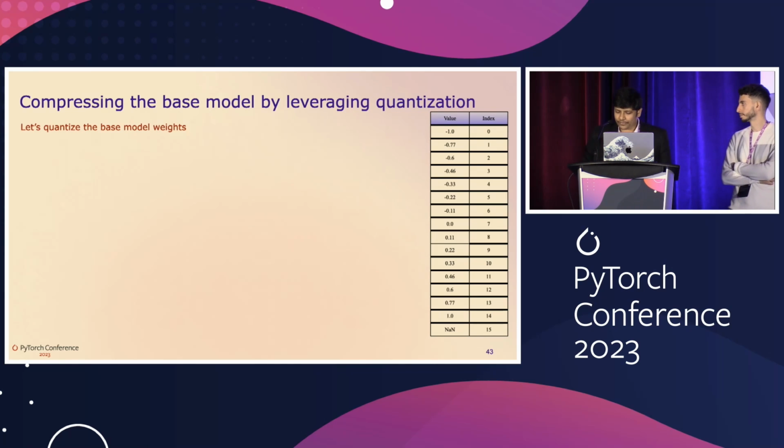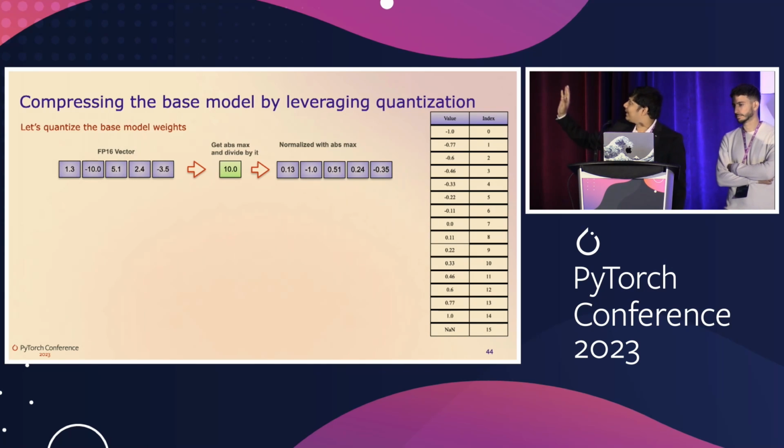And then we have, for example, a weight vector in half precision, floating point 16, on the left-hand side here. The first step to do quantization is to find the absolute maximum and then divide the whole vector by it. In this case, it is 10. So once we divide by the absolute maximum, we get the normalized half precision vector.